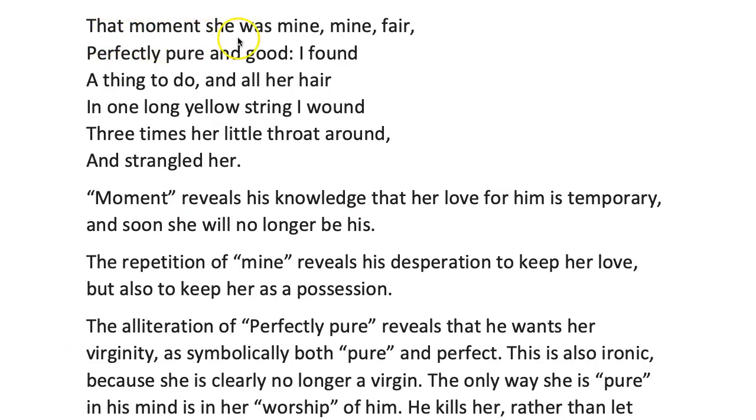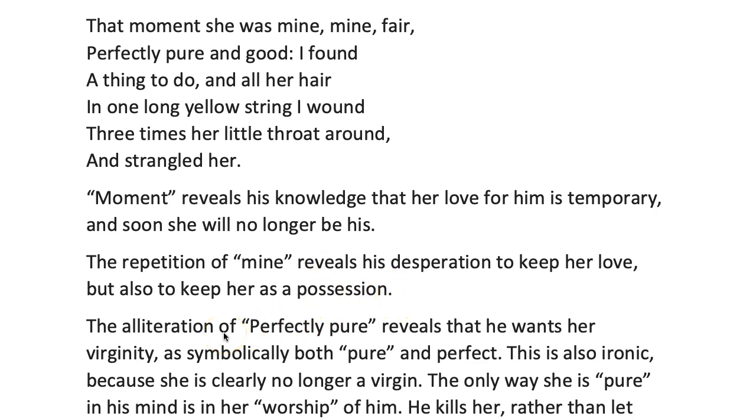So, "that moment she was mine, fair, perfectly pure and good. I found a thing to do, and all her hair in one long yellow string I wound three times her little throat around, and strangled her." "Moment" reveals his knowledge that her love for him is temporary. It would only last a moment, and soon she will no longer be his. The repetition of "mine, there it is" reveals his desperation to keep her love, but also to keep her as a possession. You can see how that links to the patriarchal interpretation.